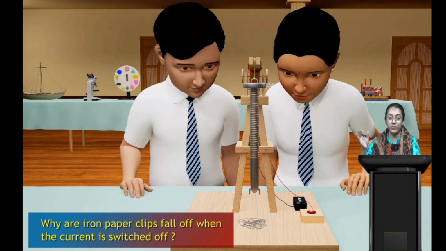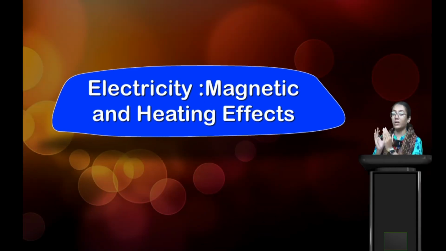Whenever she turned off the switch, the iron paper clips fell off from the iron nail. So, why are all these things happening? Today we are going to know about all these things. So, our topic today is electricity, magnetic and heating effects. Today we are going to learn about this chapter.